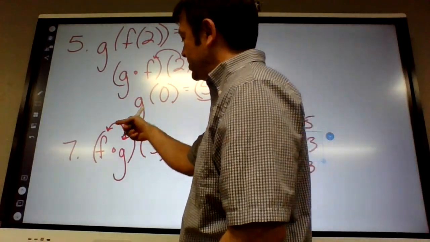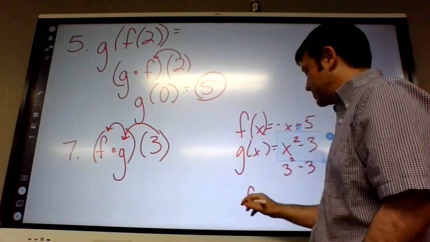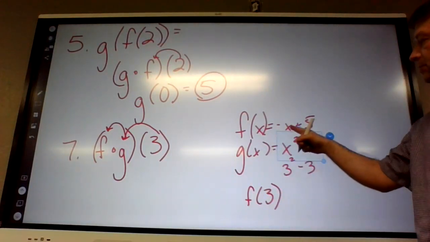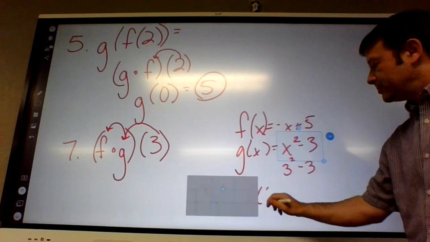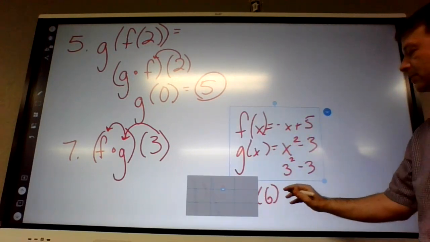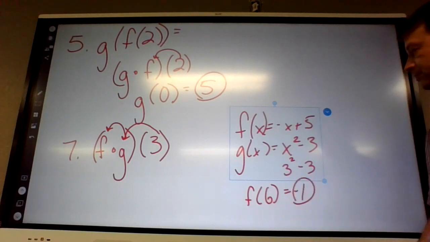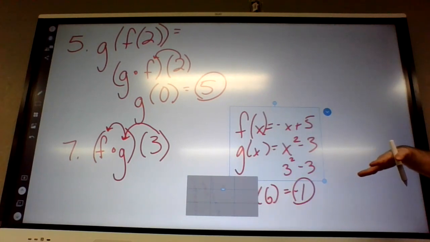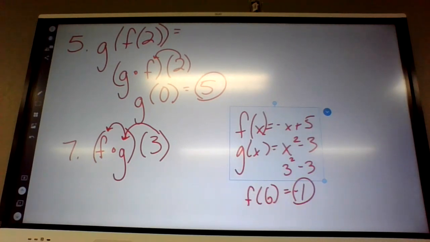So we're putting 6 into f. So what is f of 6? Negative 6 plus 5. Negative 1. What about the 3 thing? We put 3 into g and we got 6. And we put 6 into f.